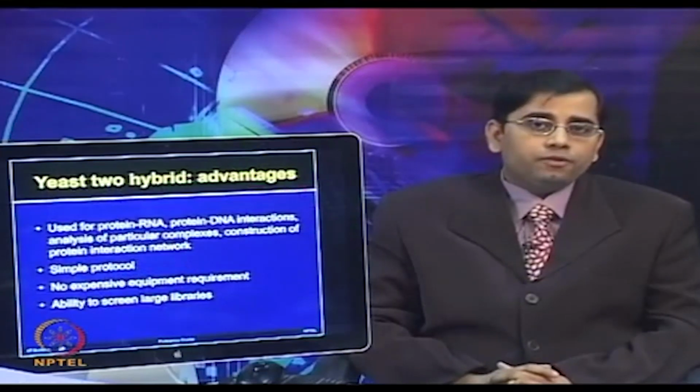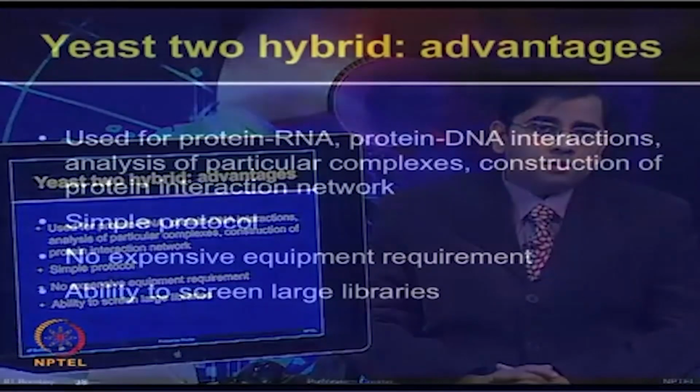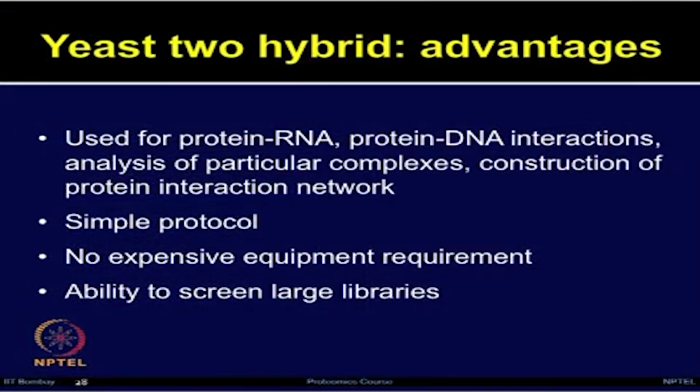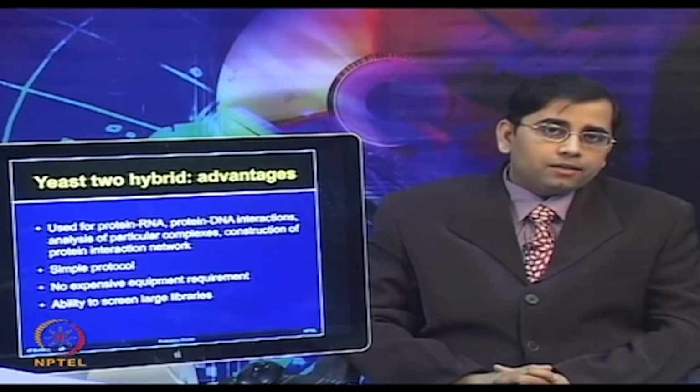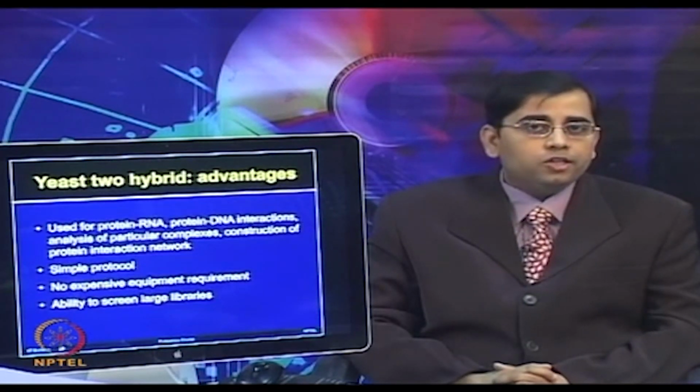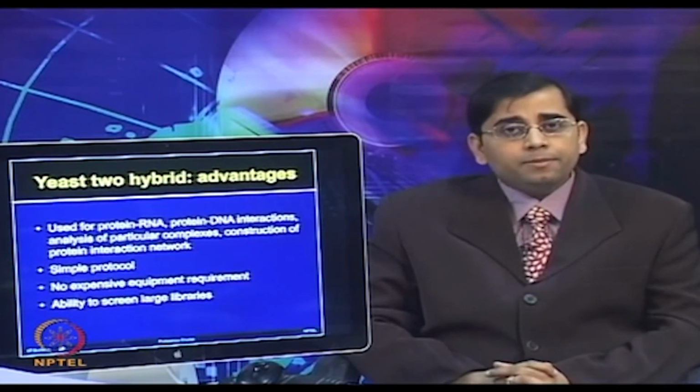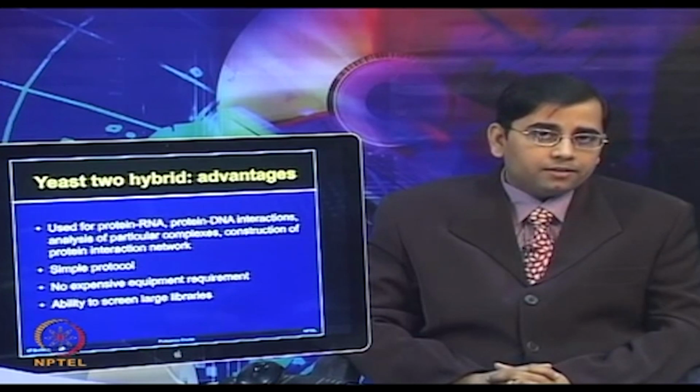What are different advantages of using yeast two-hybrid system? As I mentioned, since 1989, when it was shown for the first time for studying the protein interactions, it has been used for various types of applications, including protein-RNA, protein-DNA, analysis of particular complexes, as well as studying the large protein interaction networks. The protocol for yeast two-hybrid is quite simple. Unlike the other approaches, there is no requirement for heavy instrumentation here. This method also allows to screen large libraries.